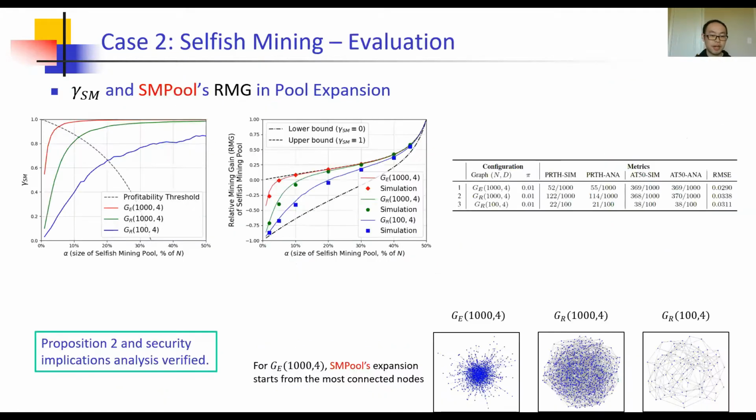We evaluate our analysis with 3 randomly generated graphs, with 1 exponential graph as we have used in the honest mining case, and 2 regular graphs. For the exponential graph specifically, we configured the selfish mining pool to expand from the most connected nodes as an optimal expansion strategy. As you can see in the experiment result, if the network is sparser, and by using the optimal expansion strategy, the pool can reach profitability much sooner. The second figure shows that for the relative mining gain results, our analysis matches well with the simulation.